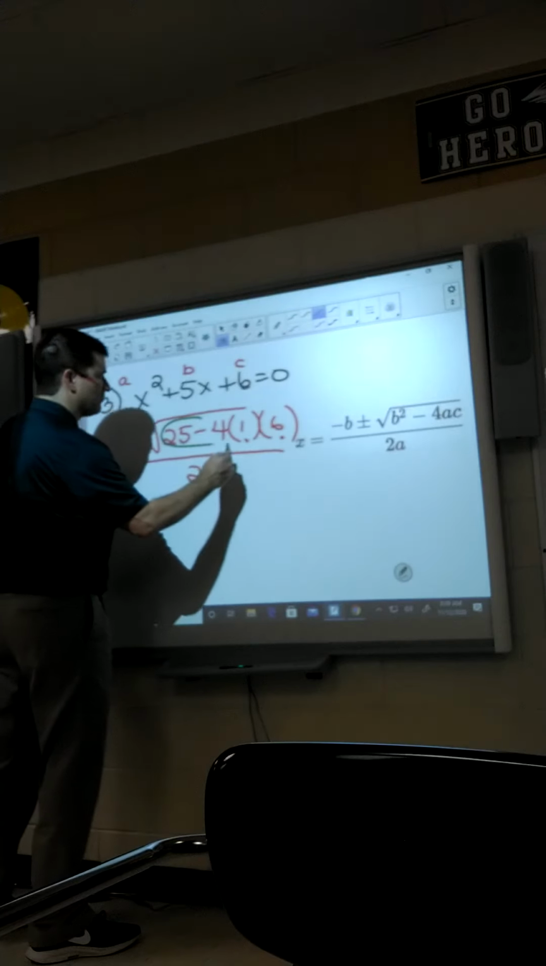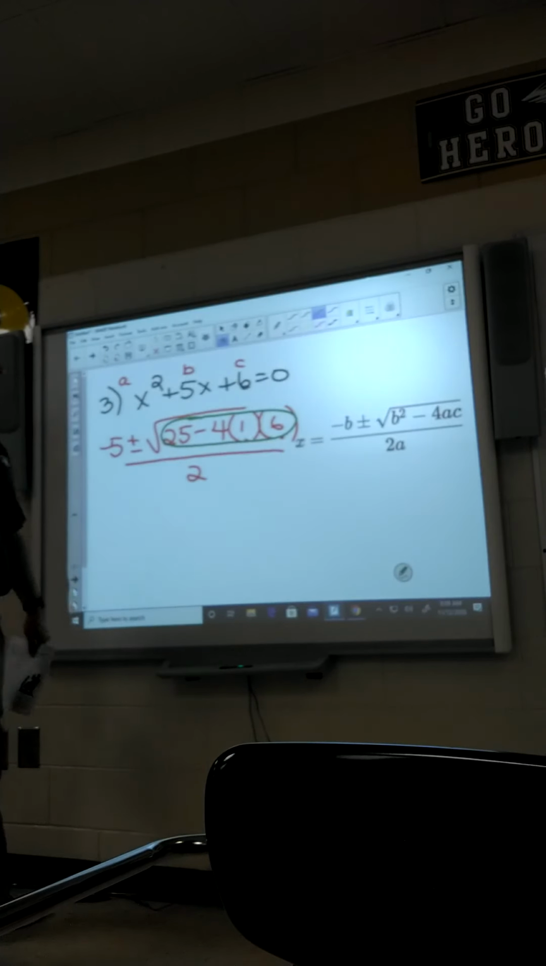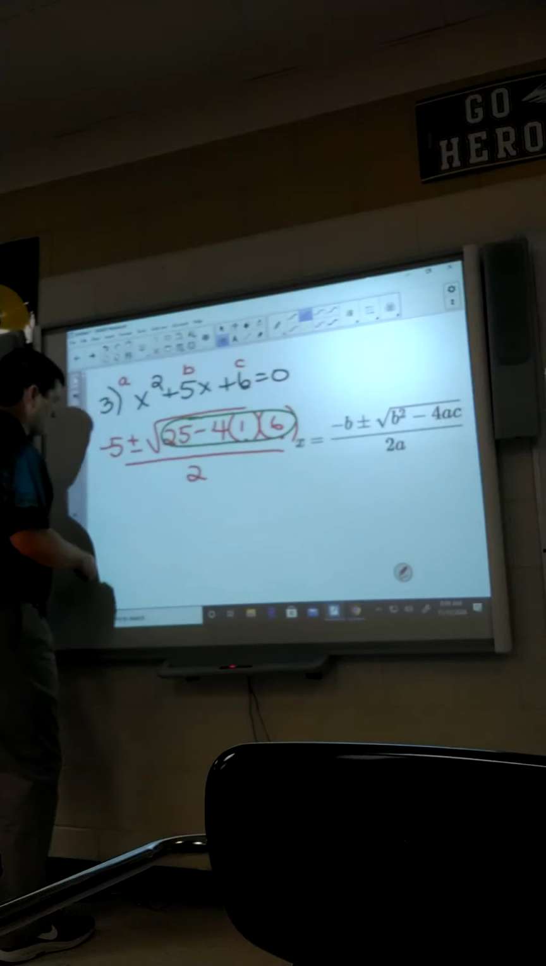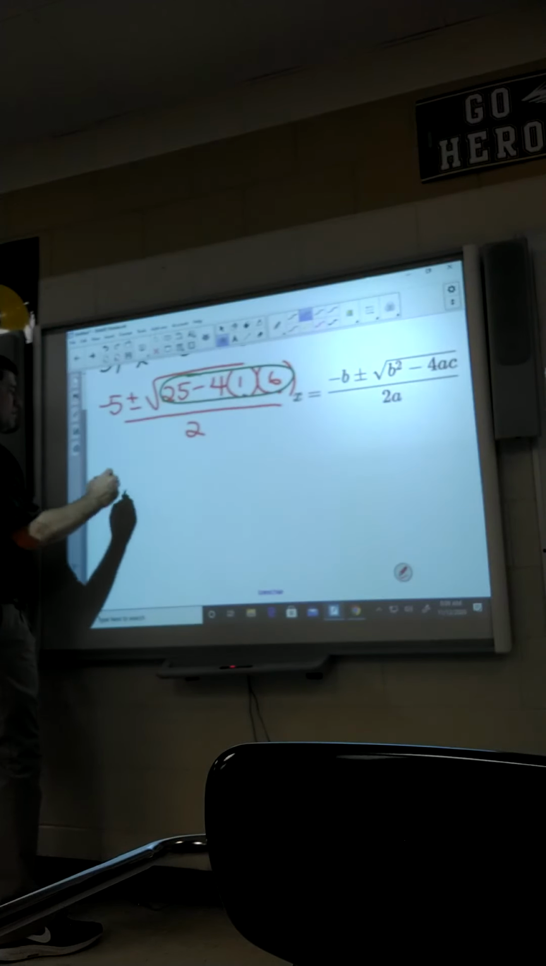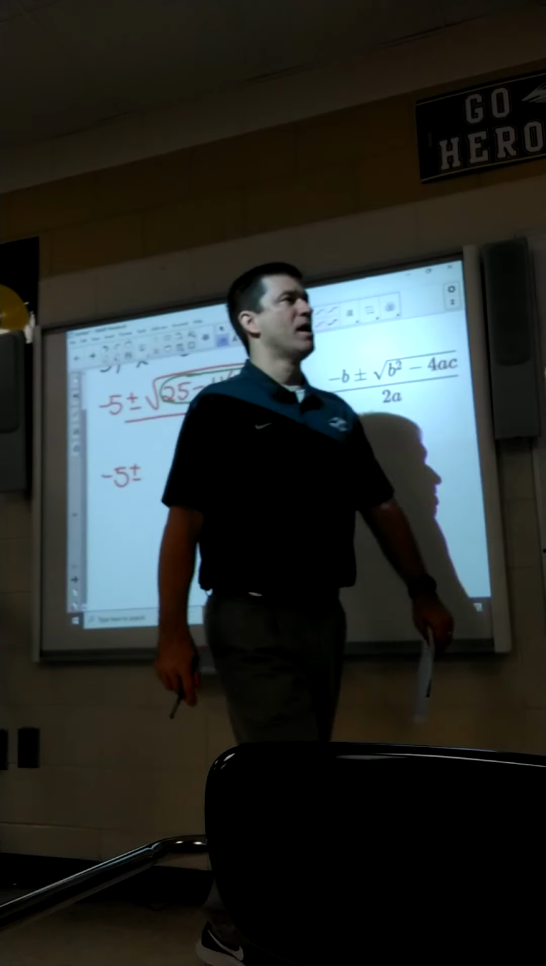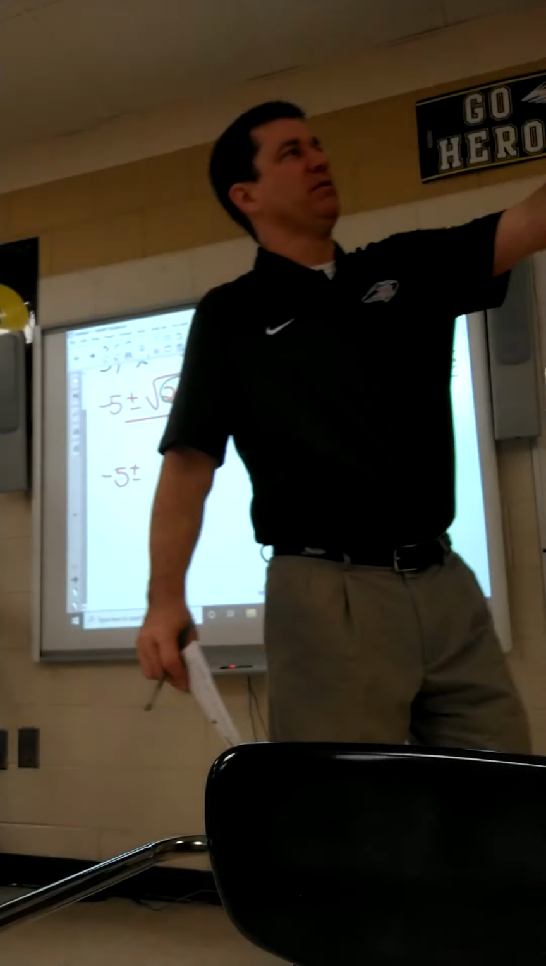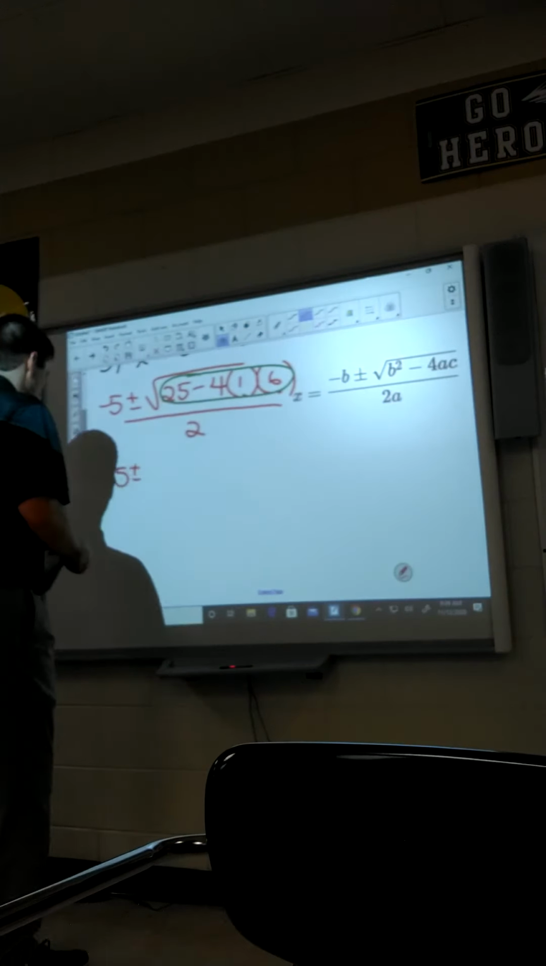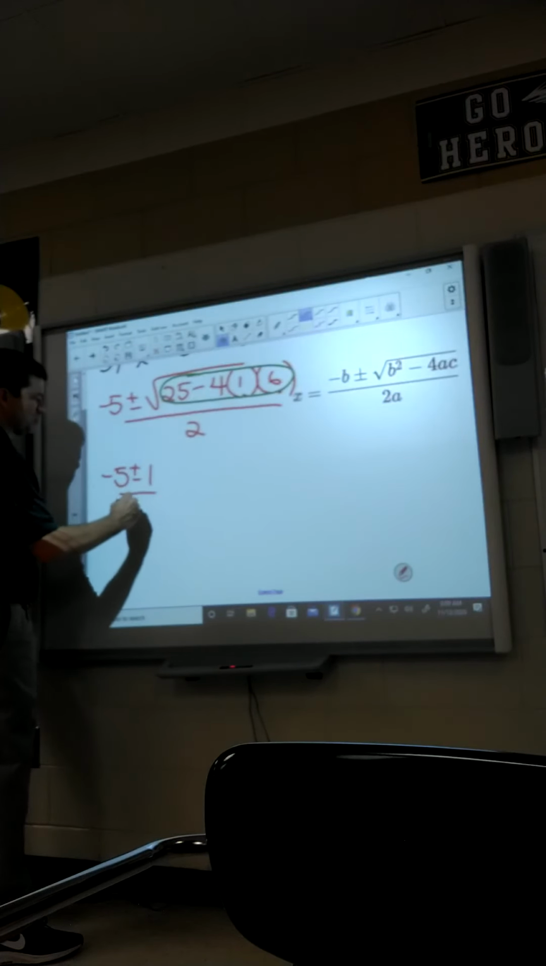Good. Sean, plug that in for me: 25 minus 4 times 1 times 6. Sean's going to plug that in. Tell us what he gets. Y'all got any questions about these calculators, let me know. All right, Sean, what'd you get? Y'all got 1. All right, and the perfect square for 1 is 1. So we can just write -5 plus or minus 1 over 2.